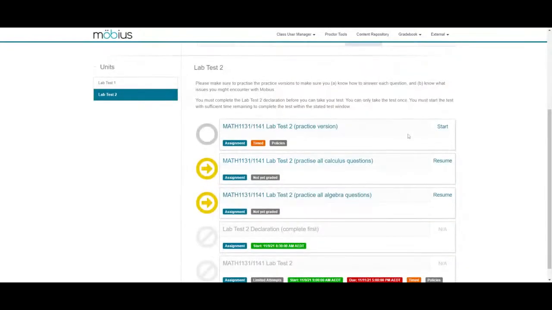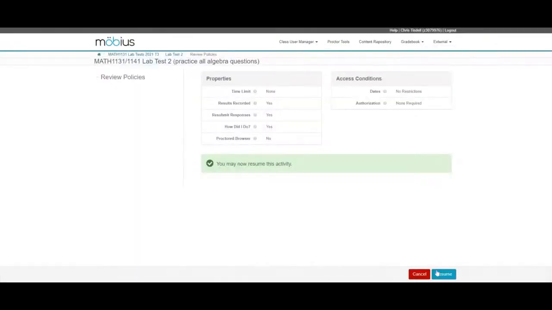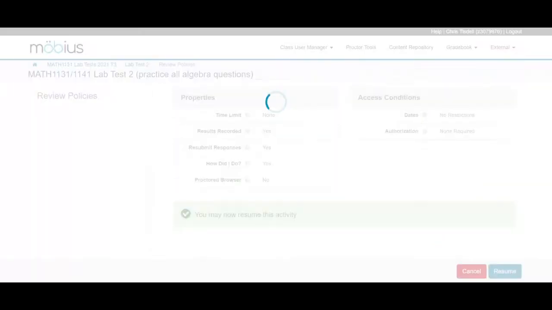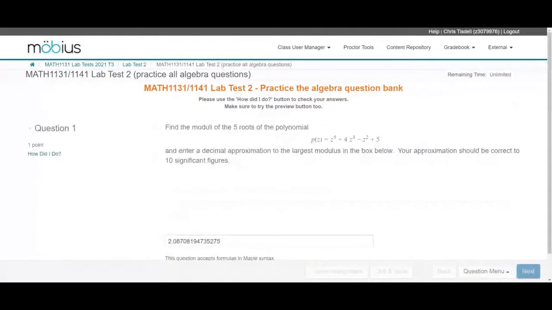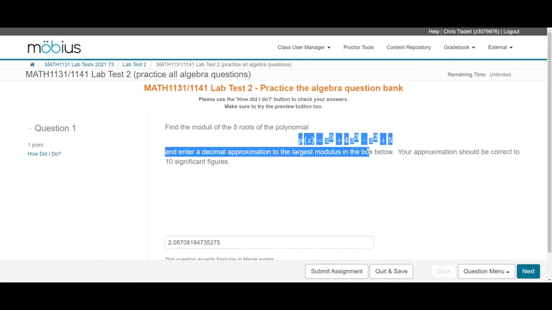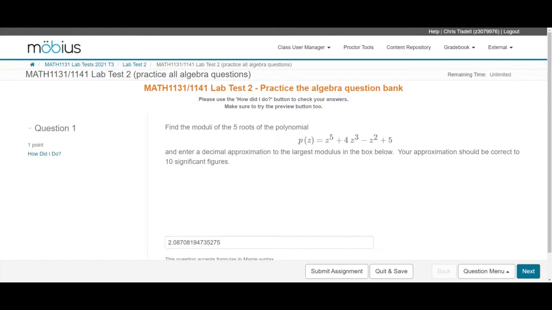Okay, so here it is, people. So I'm going to do all the algebra questions. Let's resume. All right, so a classic example here. Find the moduli, the length, of the 5 roots of this polynomial, and enter a decimal approximation to the largest modulus in the box below. Your approximation should be correct to 10 significant figures.